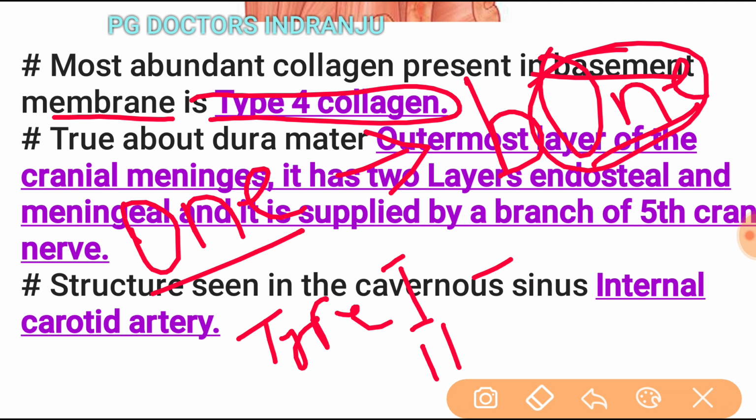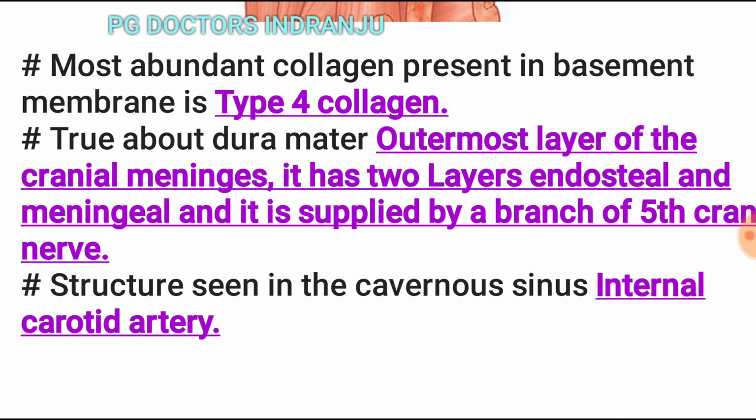Next, type 2 is found in hyaline cartilage and other cartilage. But bone and the fibrous cartilage are included under type 1 collagen fiber. Type 1 is present in bone and fibrous cartilage, and type 2 is in the hyaline cartilage and elastic cartilage.